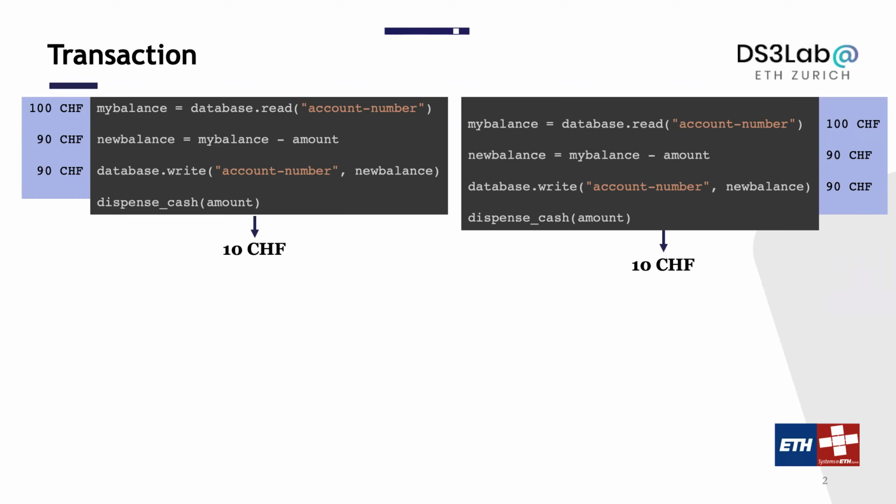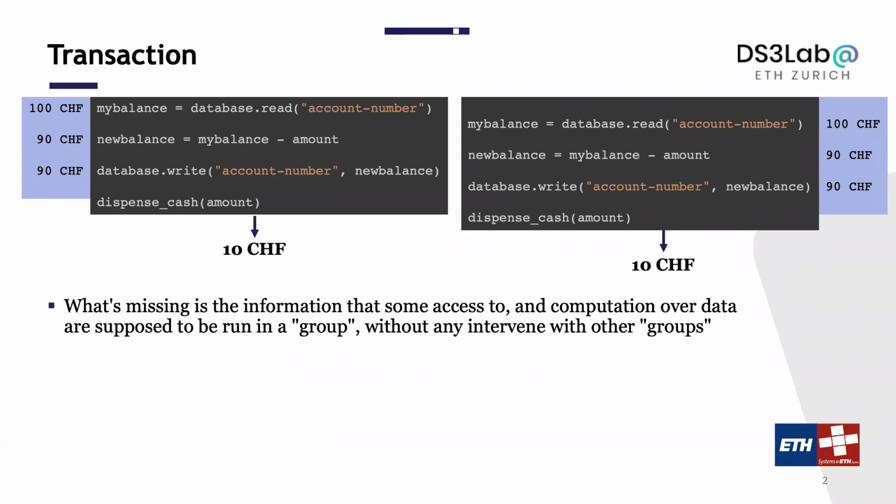If you are not being careful here, the user could give you multiple concurrent withdrawal requests. And if you mix their instructions in an uncontrolled way, a user could take advantage of it to get more money than he is supposed to have. So we looked at this very simple example to motivate the notion of a transaction.